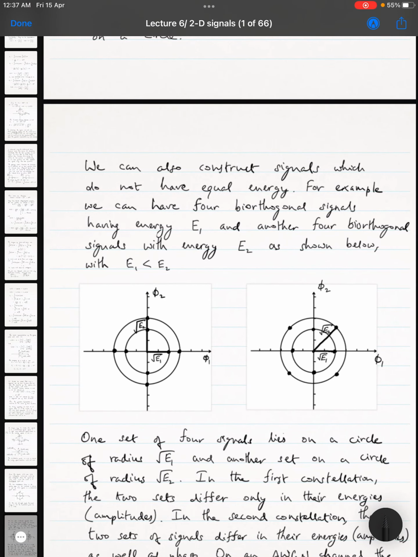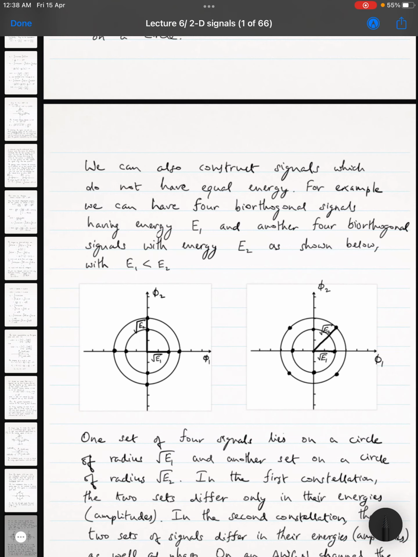So if we have the geometric representation of the signals in a two-dimensional plane with two basis functions, that is phi1 and phi2, we can have 4 signals which lie on a circle of a certain radius, root E1, and 4 other signals which lie on a circle of a different radius, where the distance is root E2. So now we have 8 signals in all. So that's signal number 1, signal number 2, signal number 3 and 4, and that's 5, 6, 7, 8, right? So we have these 8 signals.